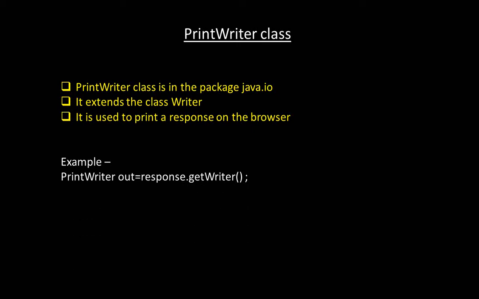It is used to print a response on the browser. For example, in order to declare an object of the PrintWriter class, you will have to take the help of another method called getWriter. What I will do is PrintWriter out = response.getWriter. Now this name out could be anything. So what is response? Response is an object of HttpServletResponse. This is an interface.